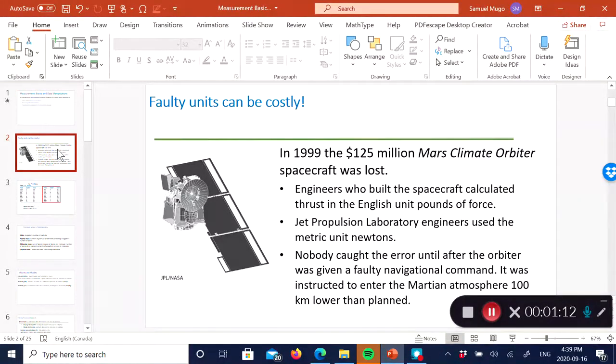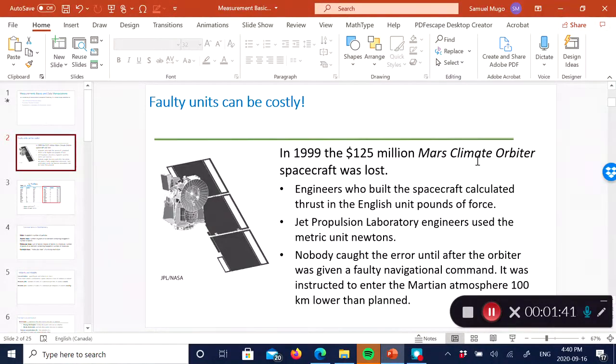Maybe let me start with a fairly costly faulty units example. That happened a couple of years ago in 1999, where you've got this Mars climate orbiter priced at 125 million that got lost, and the problem was very simple. It was a unit problem.